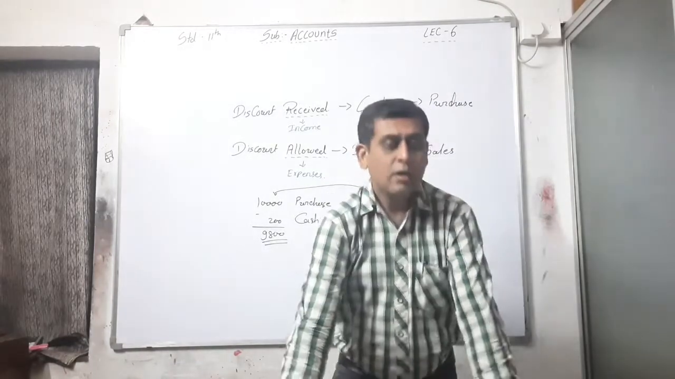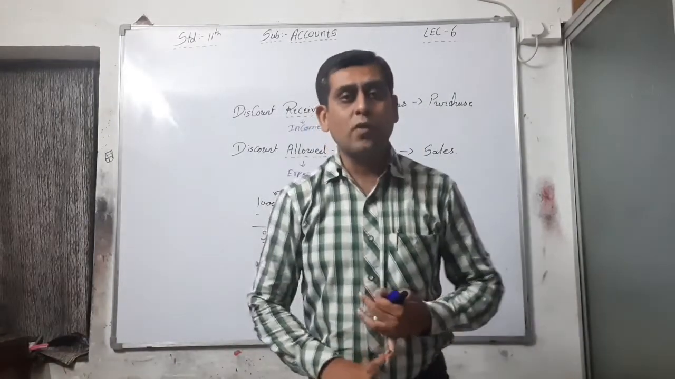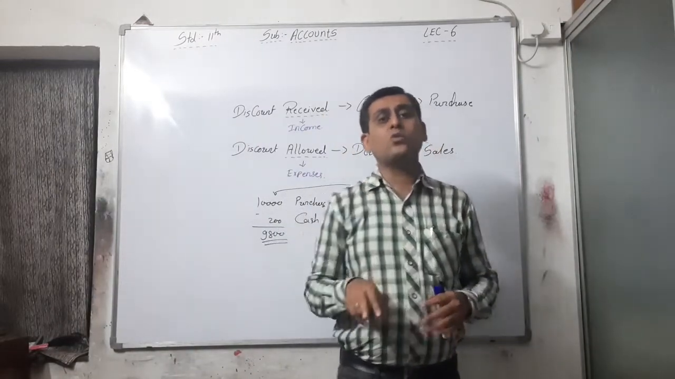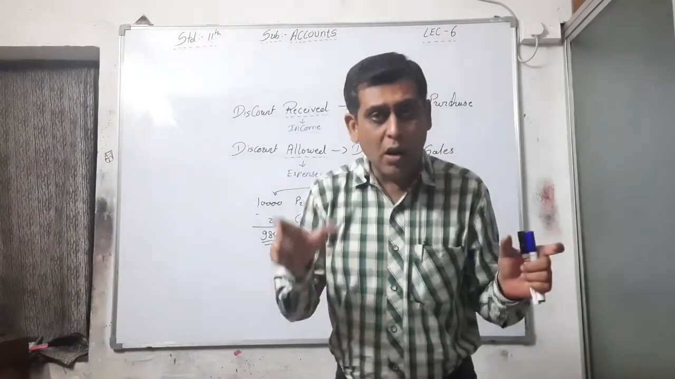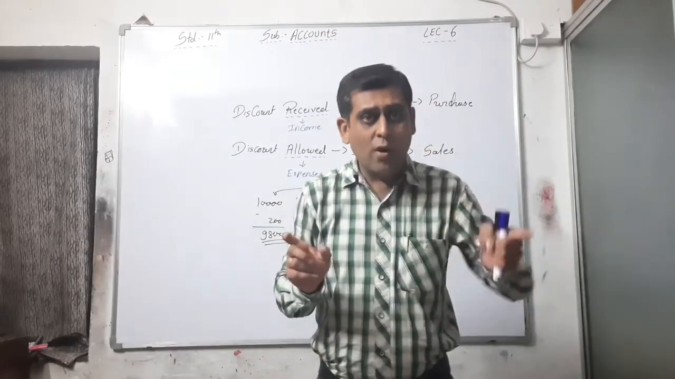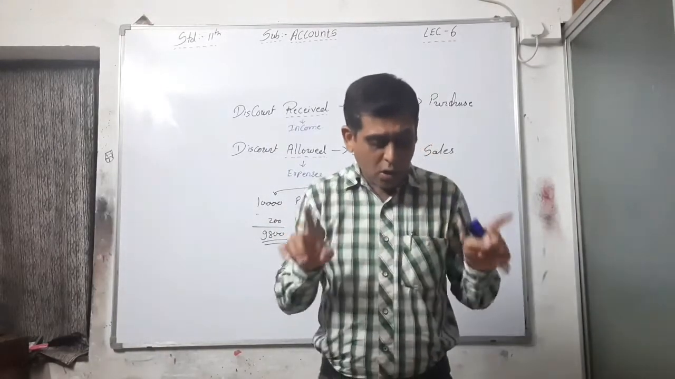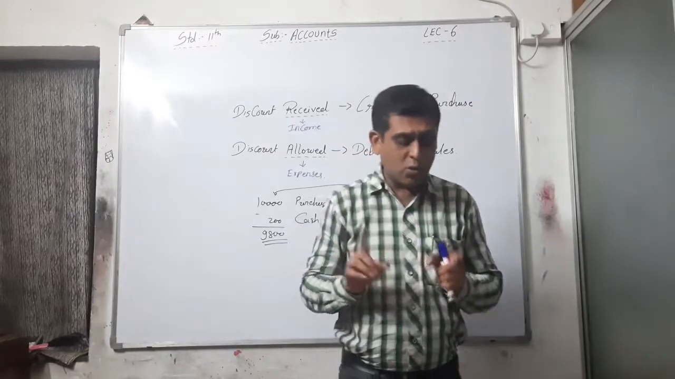Okay. So here, see, two types of discount: trade discount and cash discount. In cash discount there are also two types, that is discount allowed and discount received. One is our income and the other is our expense. So here all the topic of discount is over.